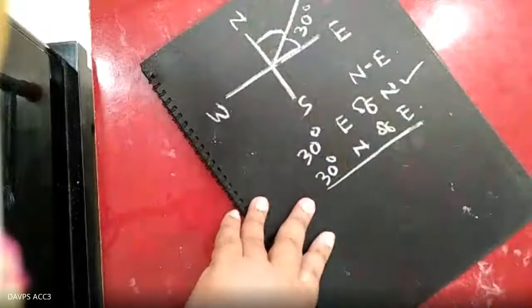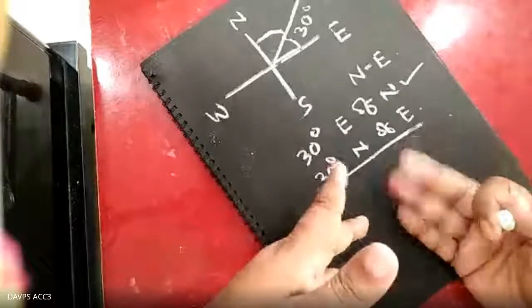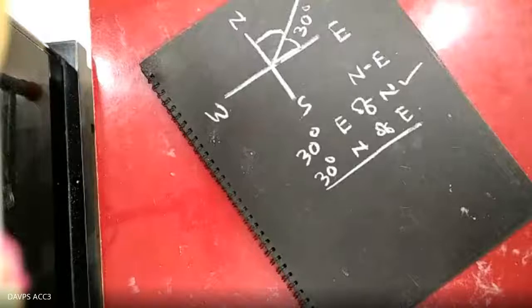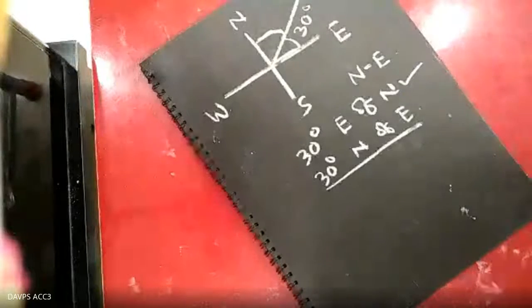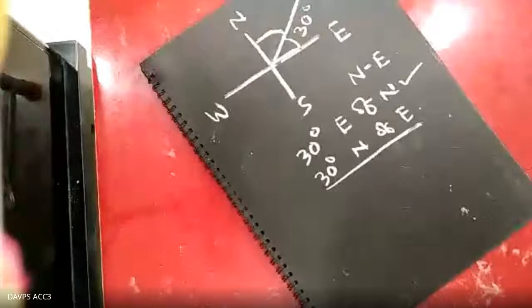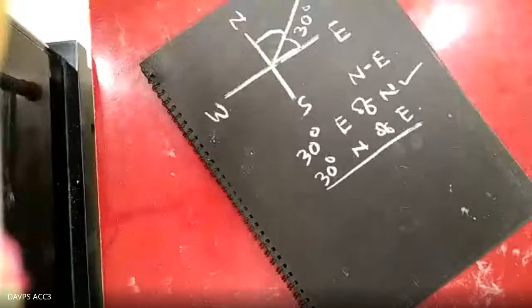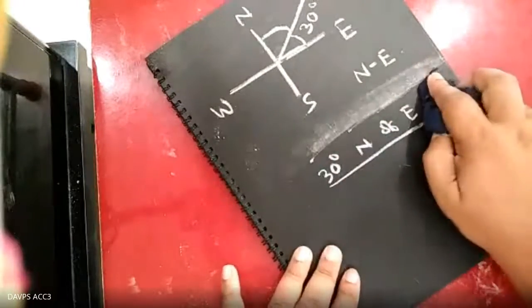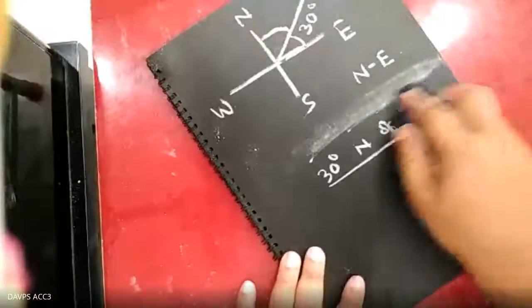And be careful, because whenever you find multiple choice questions, 30 degree east of north and 30 degree north of east, you will find difficulties there. So be careful for that. This is the one type of problem you will be finding.